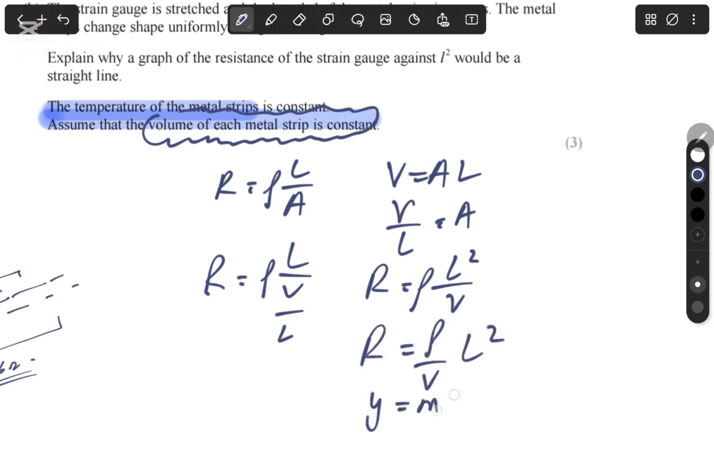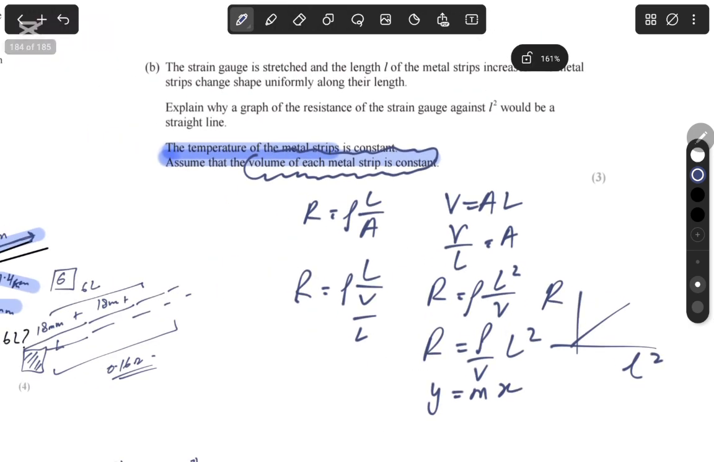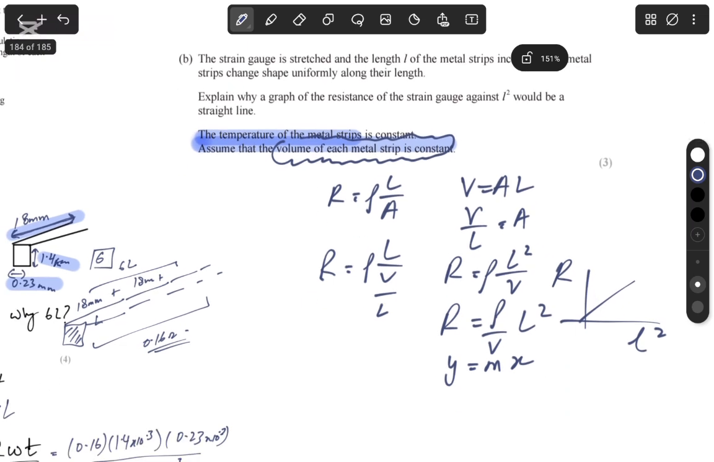which is y equals mx. If we plot this graph of R against L squared, we get a straight line. They are directly proportional, and we get a straight line through the origin as well, where the gradient is rho over V.